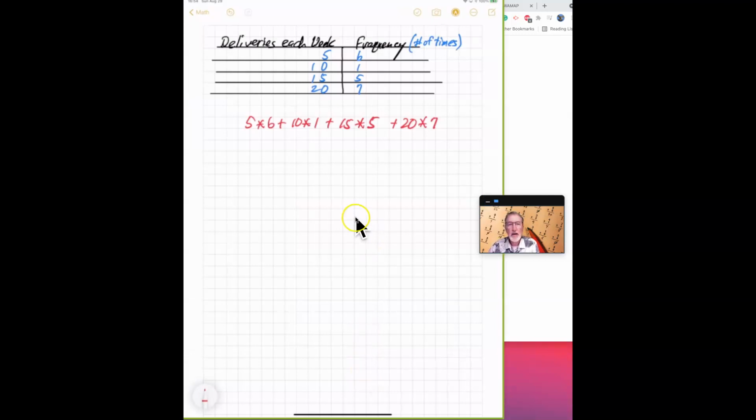Okay, I've got it written out. Same numbers, barring any transcription errors. Frequency is the number of times. So there were 6 weeks when they made 5 deliveries. So you can write the problem out this way: 5 times 6 plus 10 times 1, plus 15 times 5, plus 20 times 7.